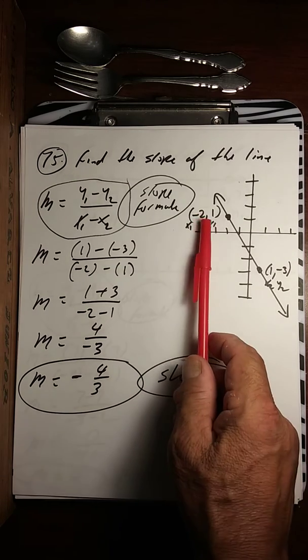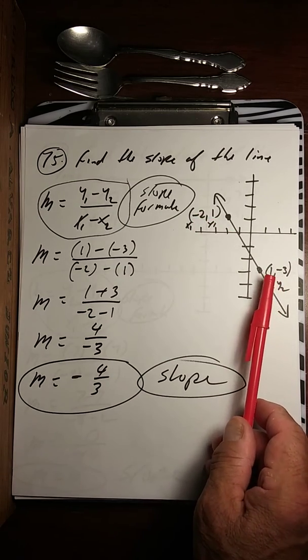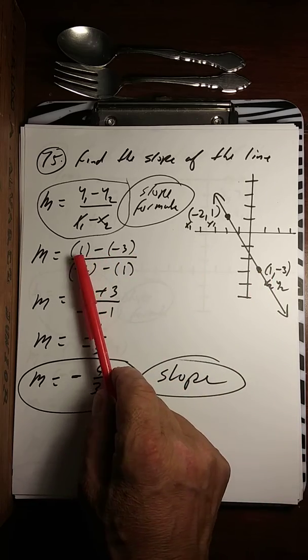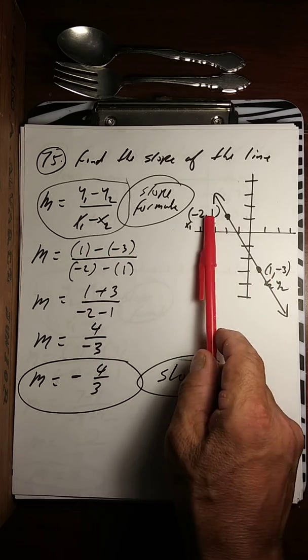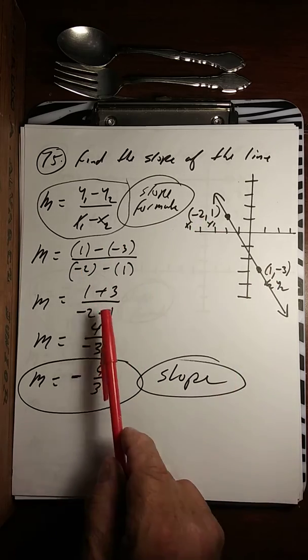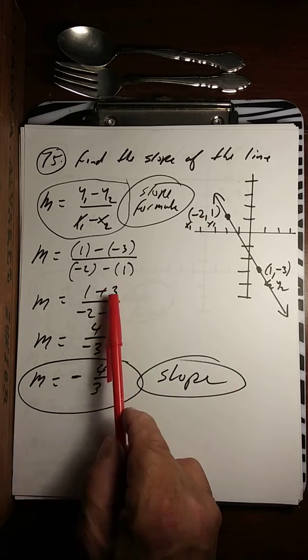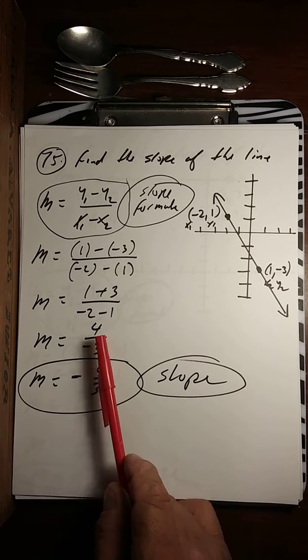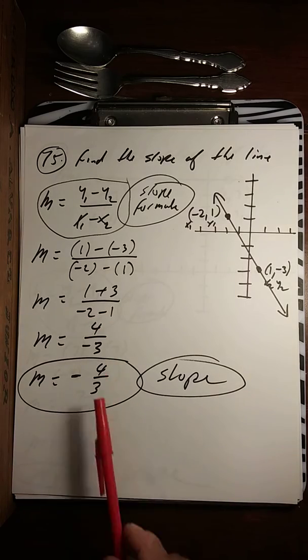Find the slope of the line. We have -2 and 1, 1 and -3. 2 points. Put them in the formula. y1 minus y2 over x1 minus x2. So we have 1 plus 3. Negative is positive. So we have 4 over -3, or -4/3.